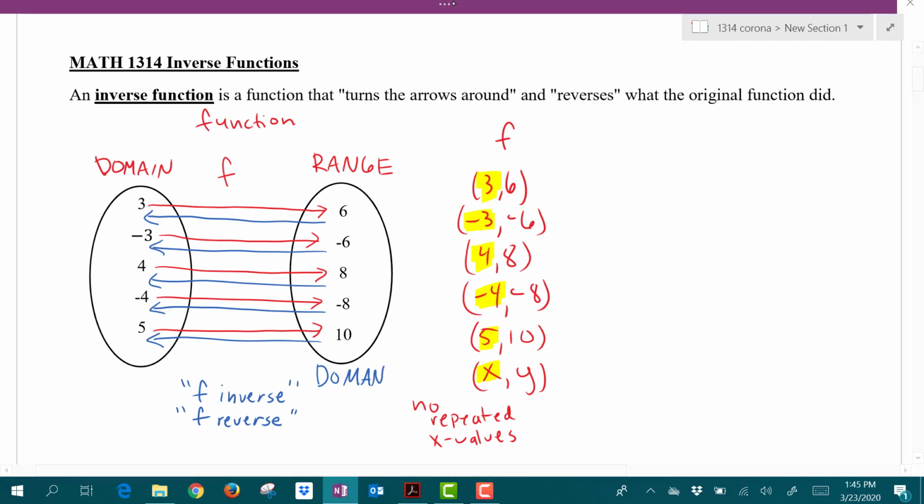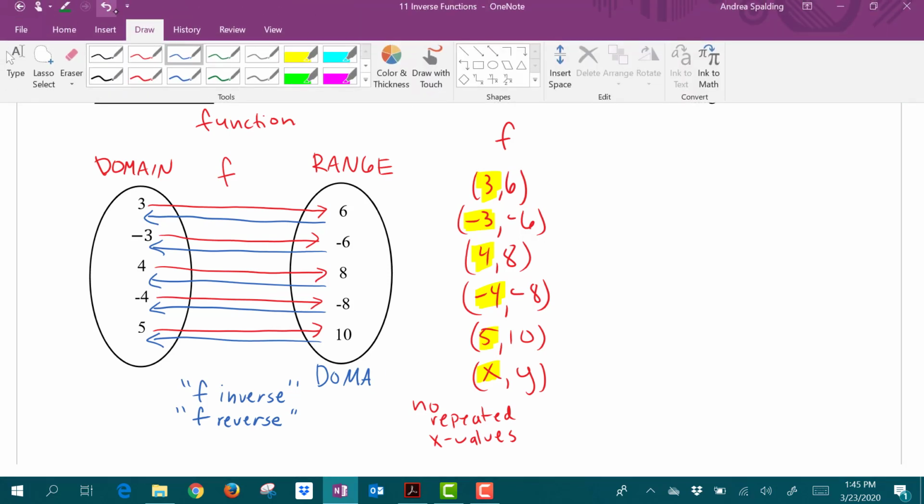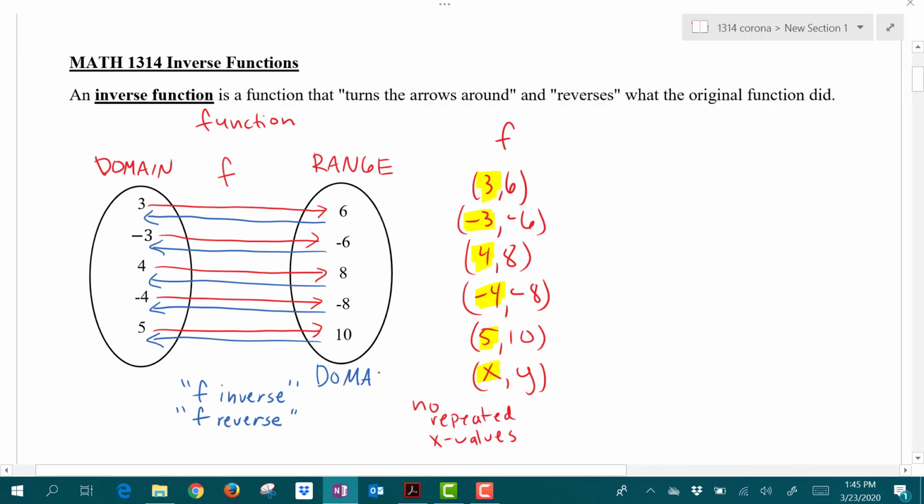So for f inverse, the right circle or oval is actually the domain, because that's where everything starts. These are the x values for the f inverse function. And on the left, that's where we end up, that's where the arrows point. That actually now for f inverse becomes the range, or these are the y values.